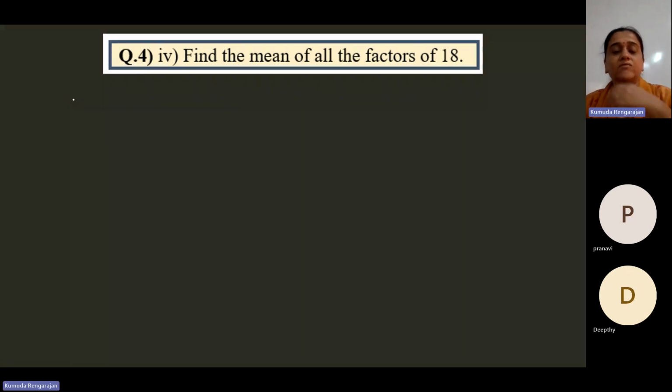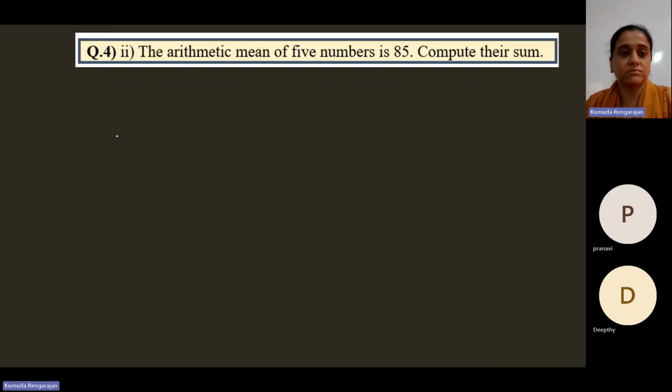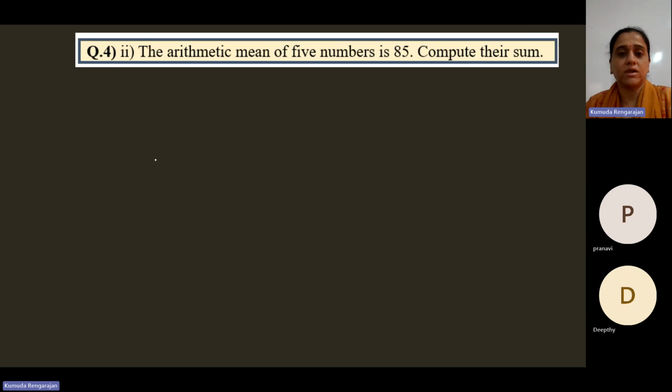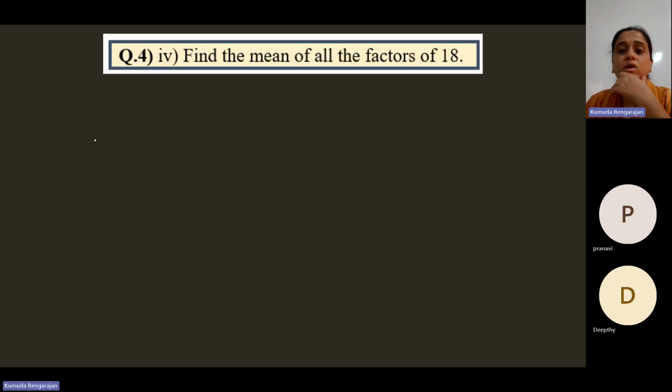Find the mean of all the factors of 18. It's the fourth one. We answered 1, 2, 3. The fourth one. Find the mean of all the factors of 18. So how do we find the factors of 18? In the tables of 1, 1 into 18. In the tables of 2, 2 into 9. Tables of 3, 3 into 6.